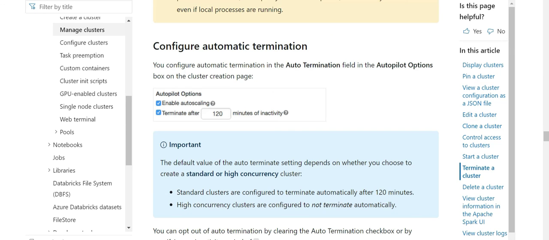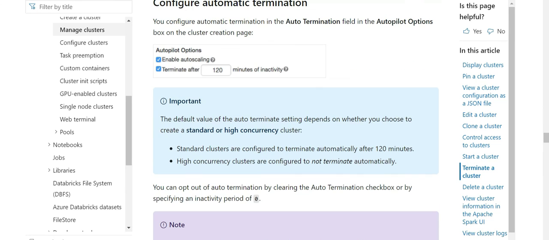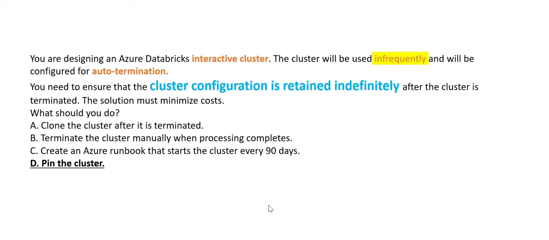For automatic termination, you can set this parameter, terminate after 120 minutes of inactivity. Whatever number of minutes you have set up, it will auto terminate after that. This depends upon whether it's a standard cluster, then you can set auto terminate after 120 minutes. But if it is a high concurrency cluster, automatic termination is not possible. So the correct answer here is option D, pin the cluster.